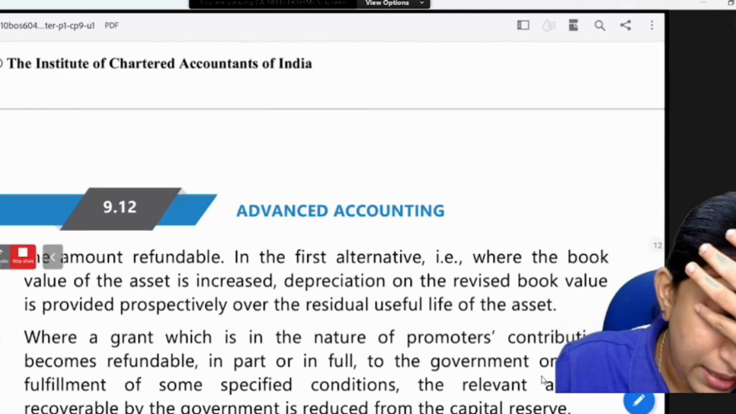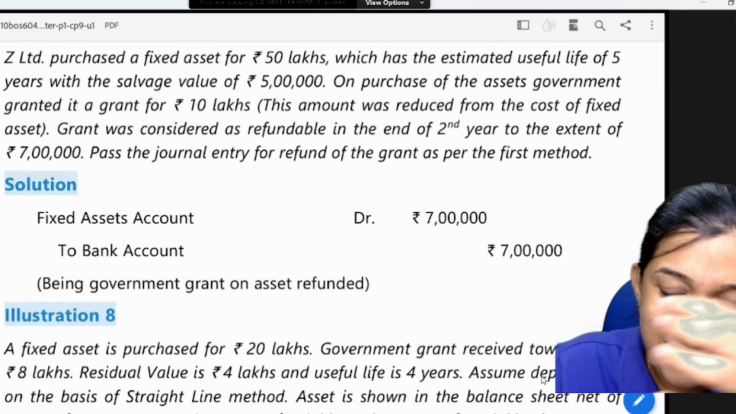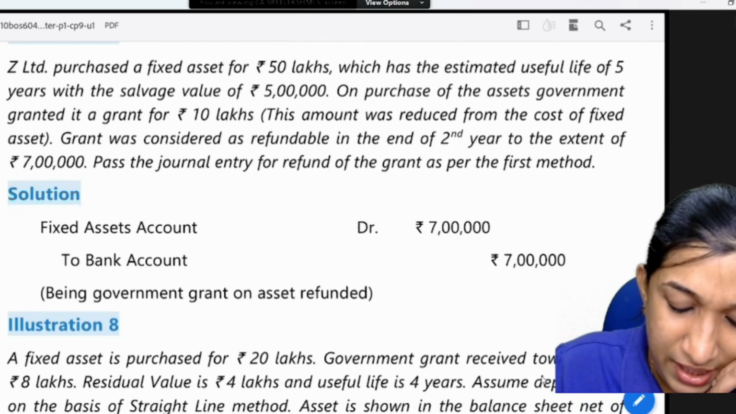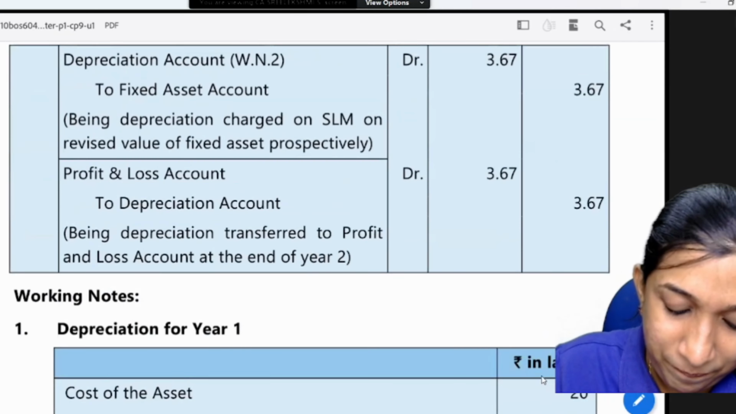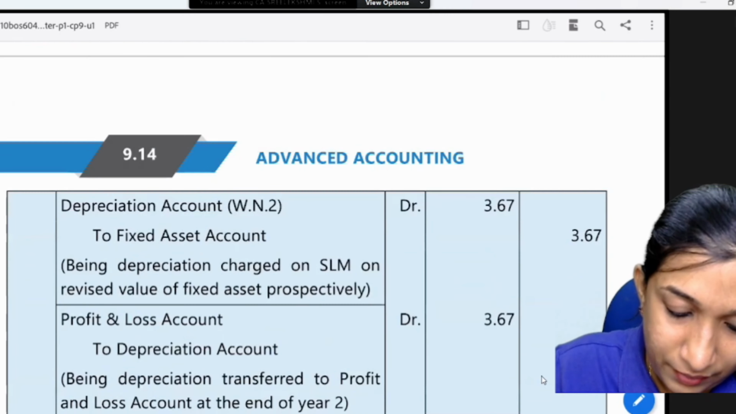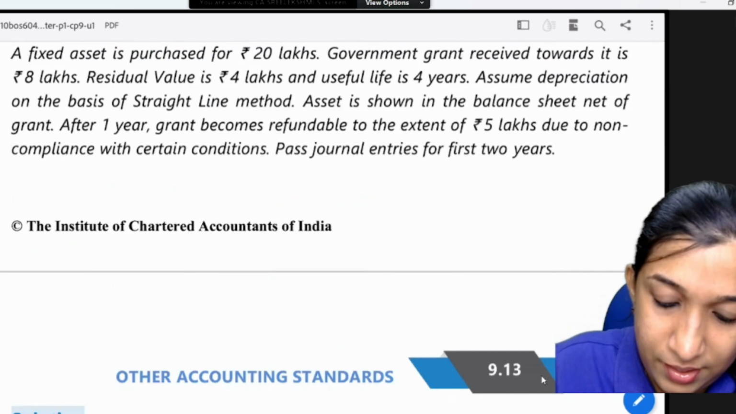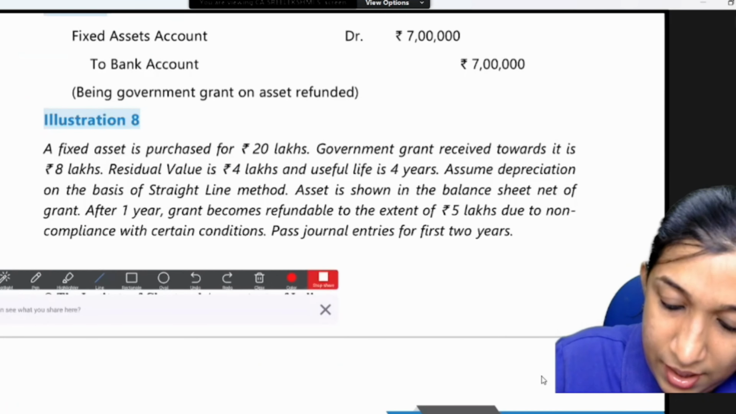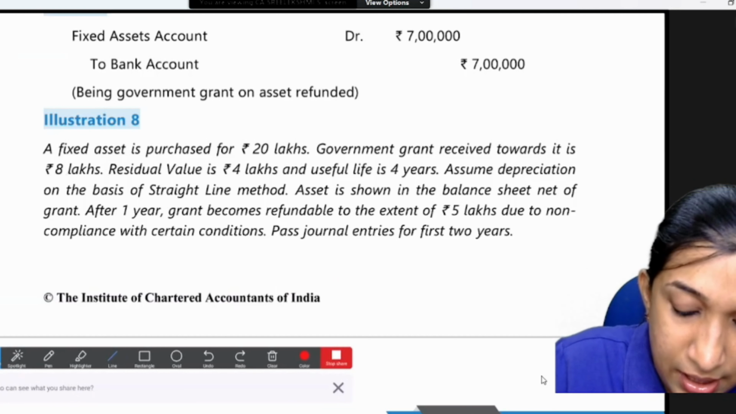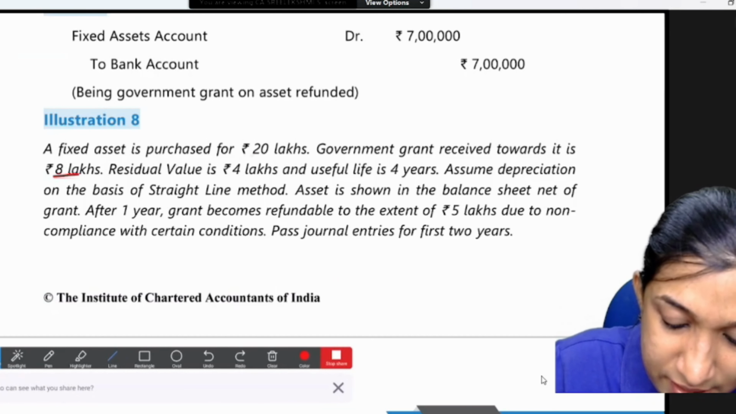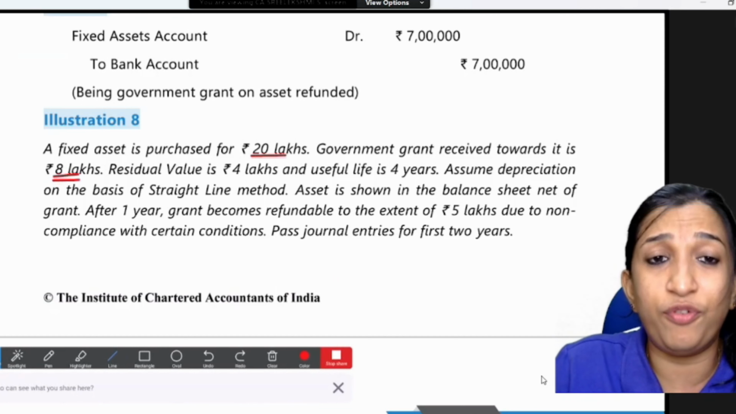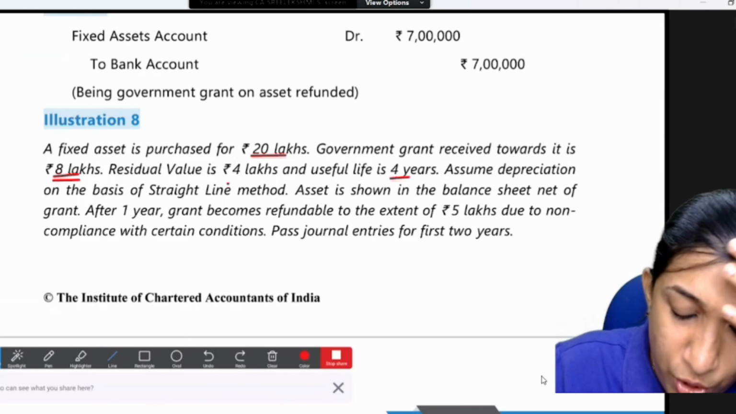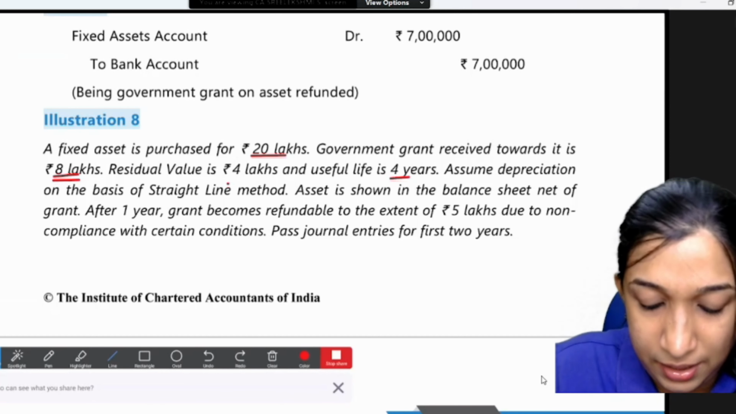Okay, government grant refund. So this question I am giving to you, very simple, just one entry. Question number 8. A fixed asset is purchased for 20 lakhs. Government grant received towards it is 8 lakhs. Residual value 4 lakhs. Useful life 4 years. Assume depreciation on a straight line basis.